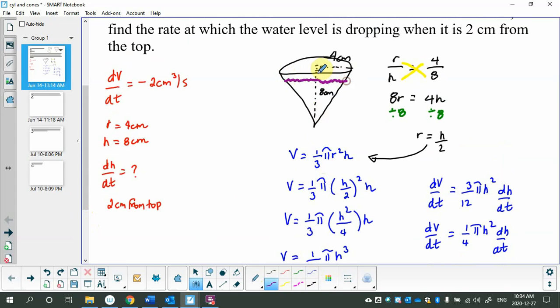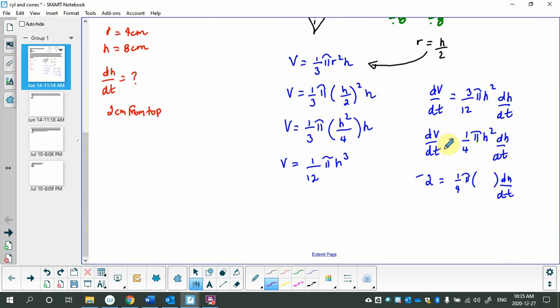So there's my purple water. This is 2 centimeters. But if you think about it, this little shape right here is not a cone. This bottom part is a cone, and because that's 2 and this used to be 8, I'm going to use an h of 6. Don't let me forget to square it.